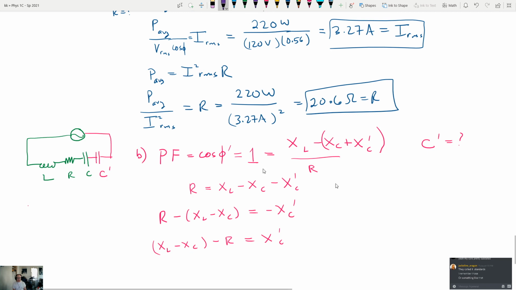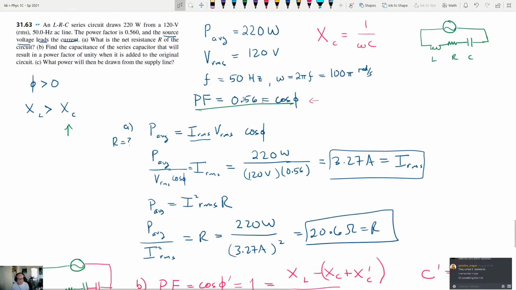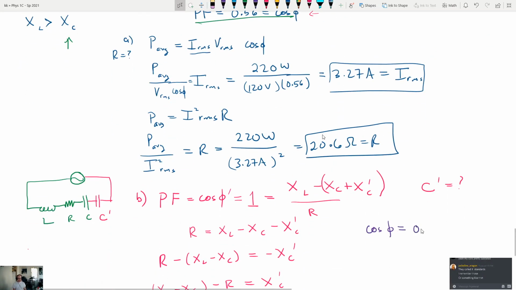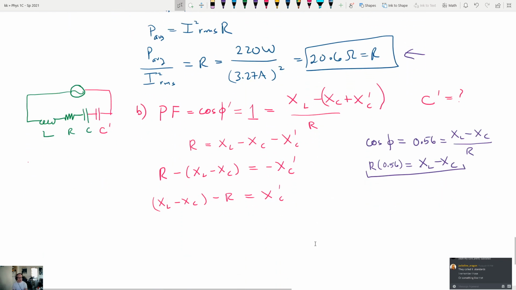But from the first part, we actually knew what the power factor was. Our cosine phi was equal to 0.56, and that was equal to XL minus XC divided by the resistance of our circuit, which we just found. So if I multiply by R, R times 0.56 should be equal to XL minus XC. Even though we don't know what the inductance and the capacitance are currently, this tells us what this quantity is. So if we put this into here, I'm starting to see some issues with negative signs. I think I must have made a mistake somewhere. We'll go back and fix that.